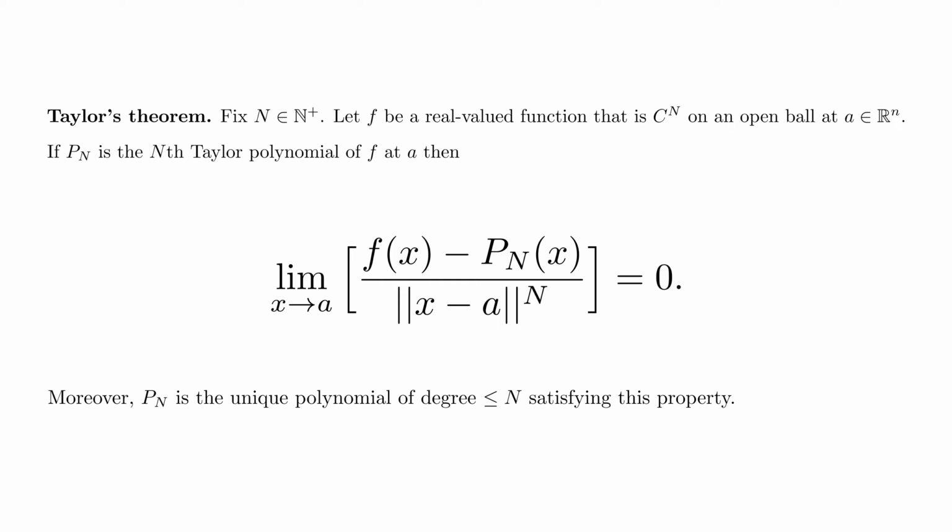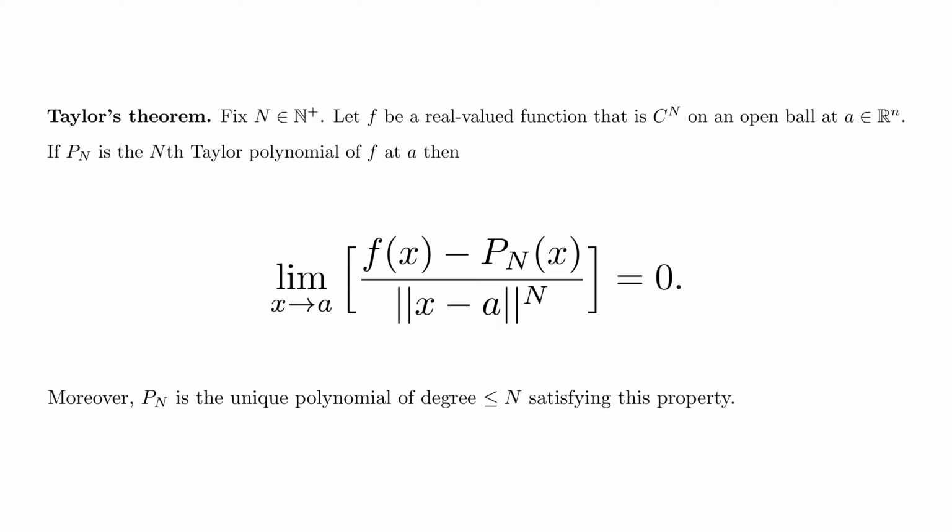Notice that the condition that the degree is at most n is crucial. There are infinitely many polynomials of degree n plus 1 and higher that will satisfy this property. The Taylor polynomial is therefore the polynomial of smallest degree, which is an nth order approximation. Informally speaking, you can think that this has the least possible complexity while maximizing the quality of the approximation.